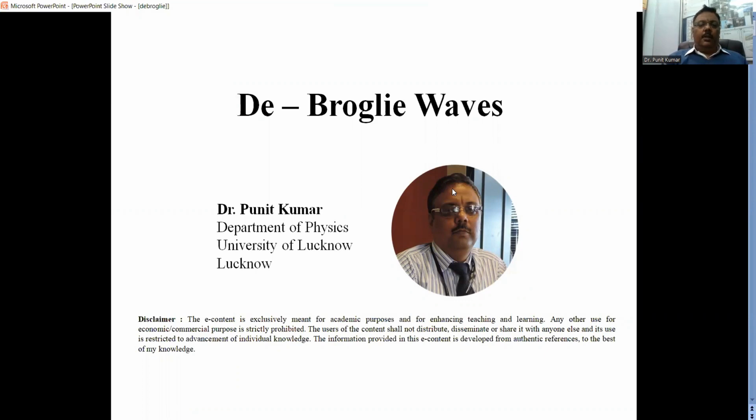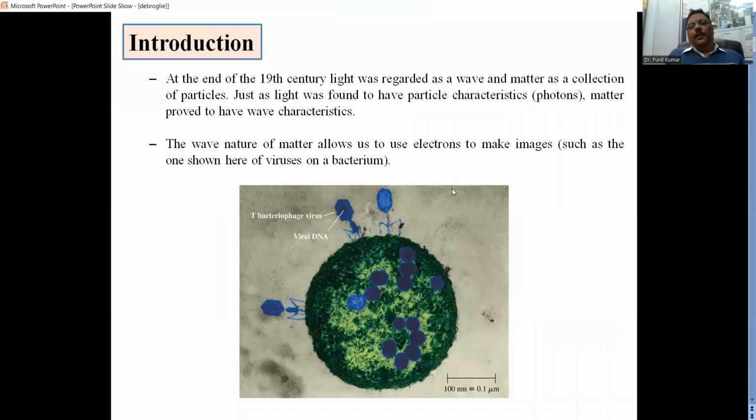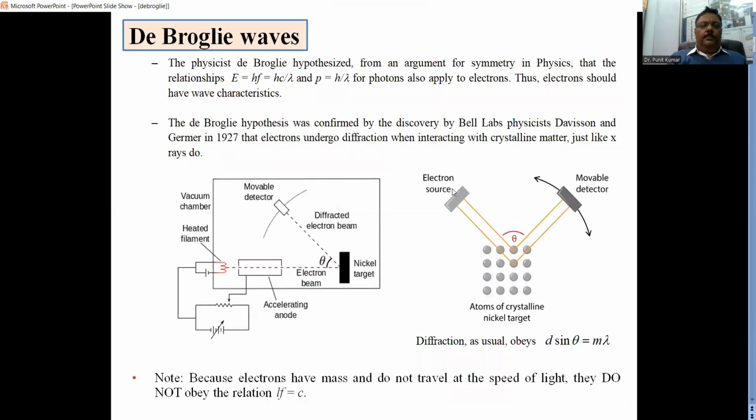Now we are going to talk about de Broglie waves. It started from the end of the 19th century, when light was regarded as a wave and matter as a collection of particles. Just as light was found to have particle characteristics in terms of photons, matter proved to have wave characteristics. And the wave nature of matter allows us to use electrons for constructing images, like in an electron microscope.